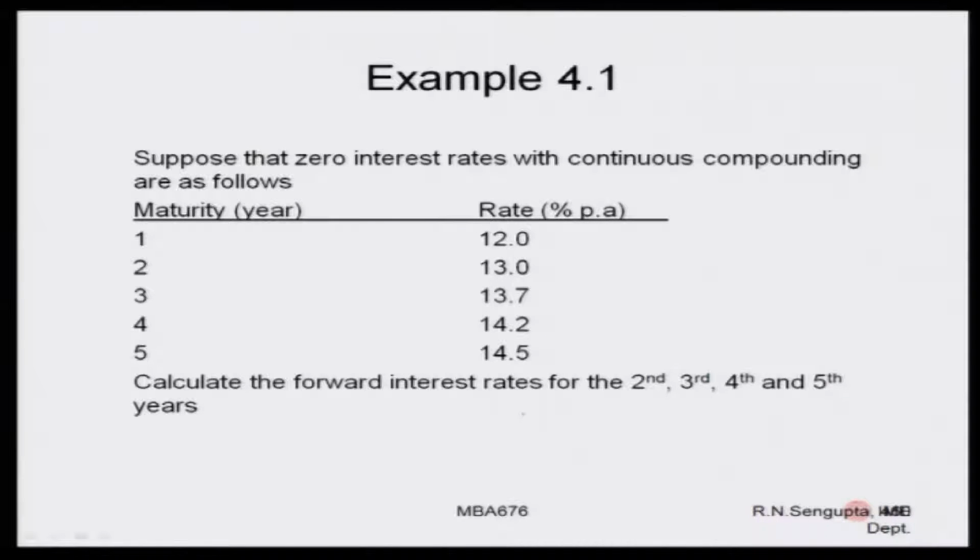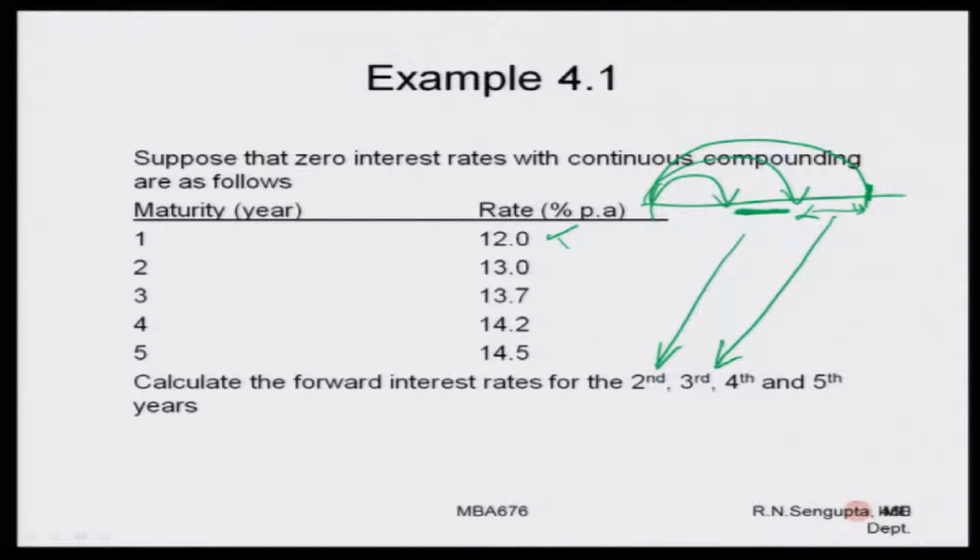What you need to find out is basically, from 0 to 1 your zero rate is 12. If you start from 0 to the second year, it is basically 13. So, you are required to find out the interest rate between the first and the second year, which is this. Again, given the rate from 0 to 3, you are required to find out the interest rate between the second and the third year, which is this. If you continue doing this, you can find out the rates between these time periods.